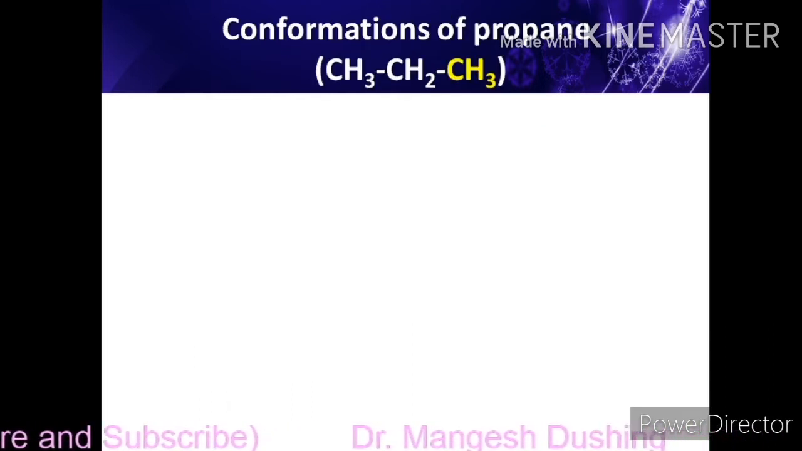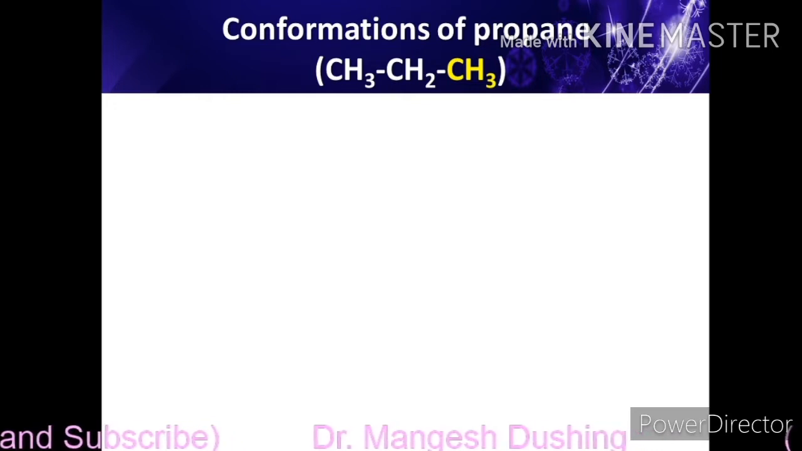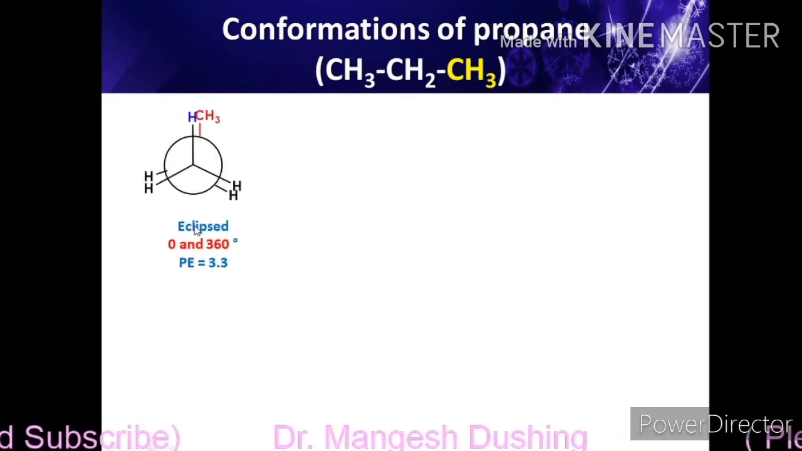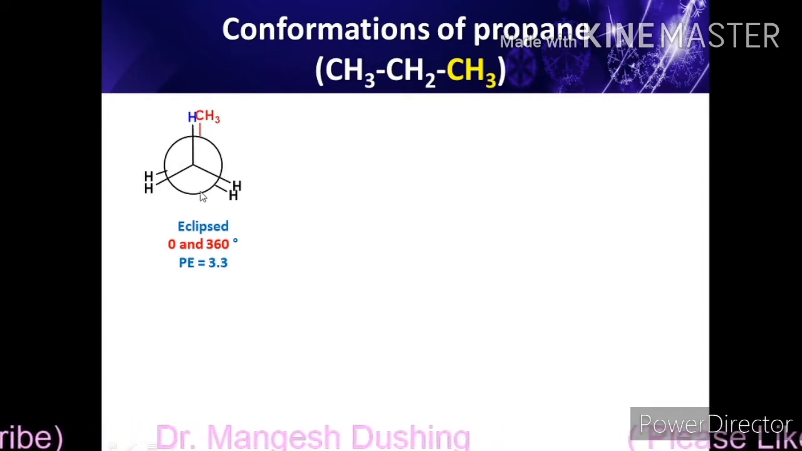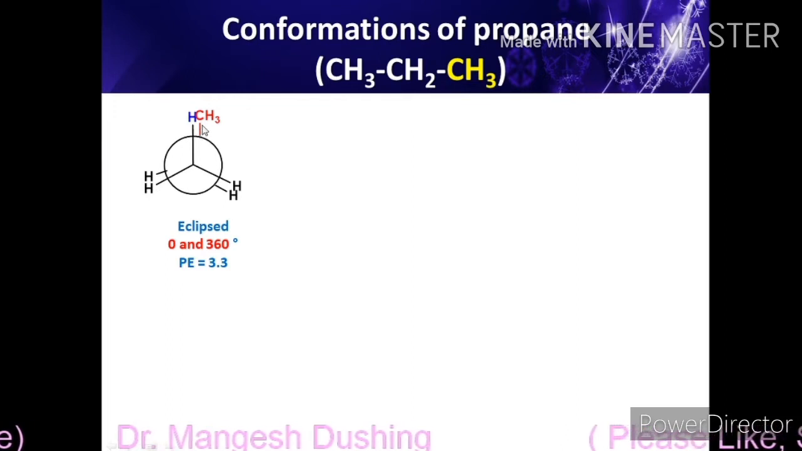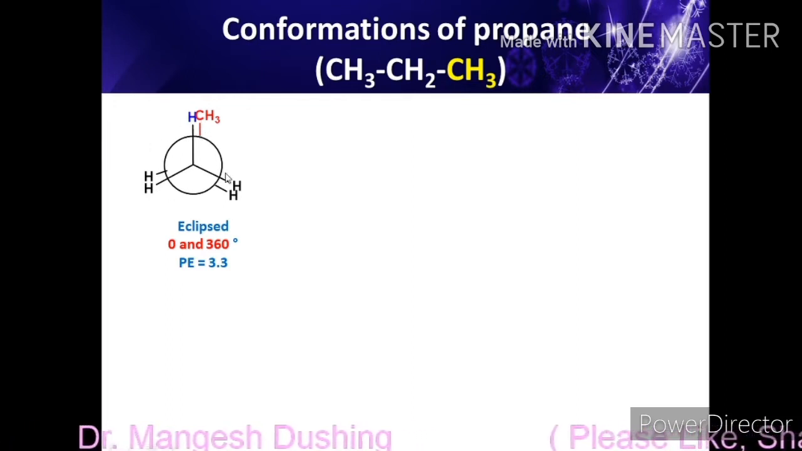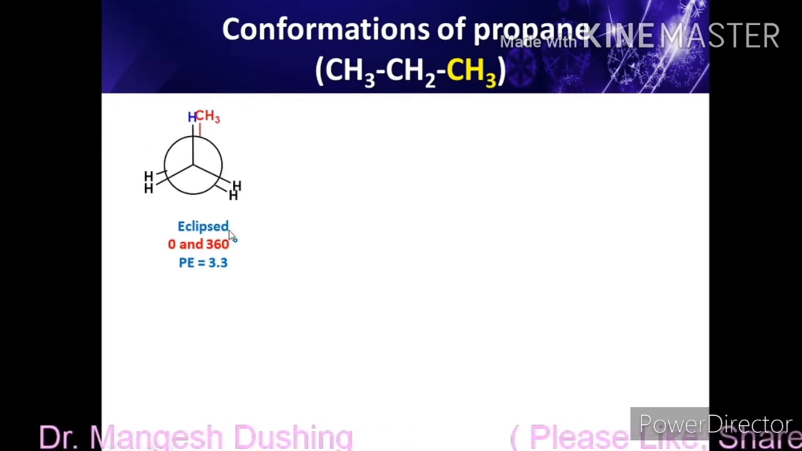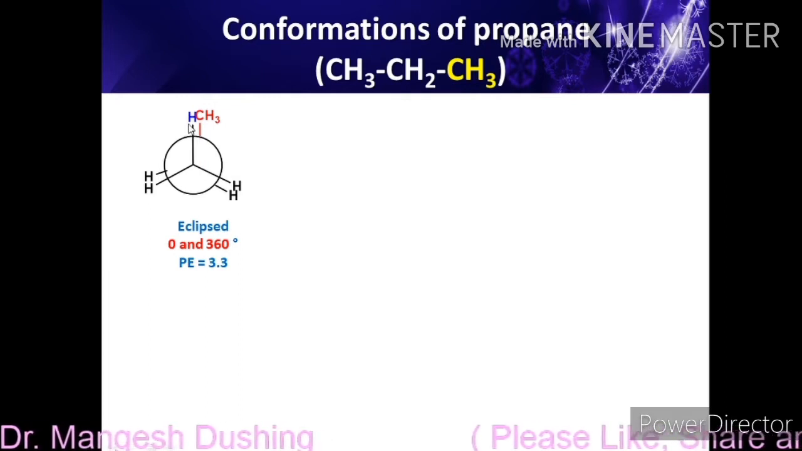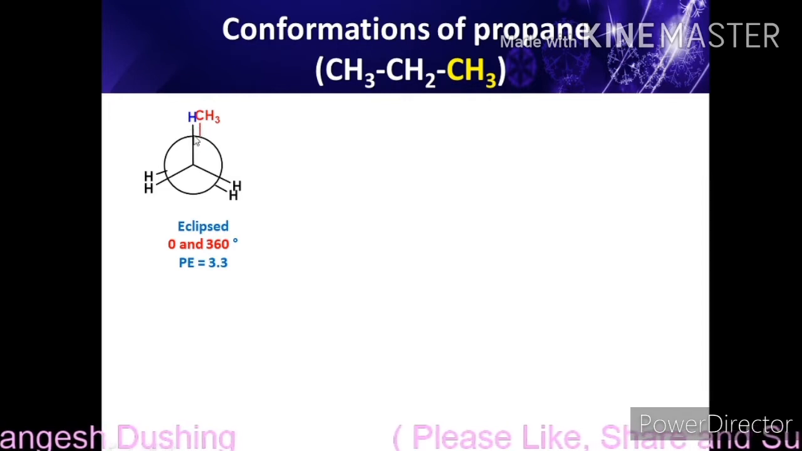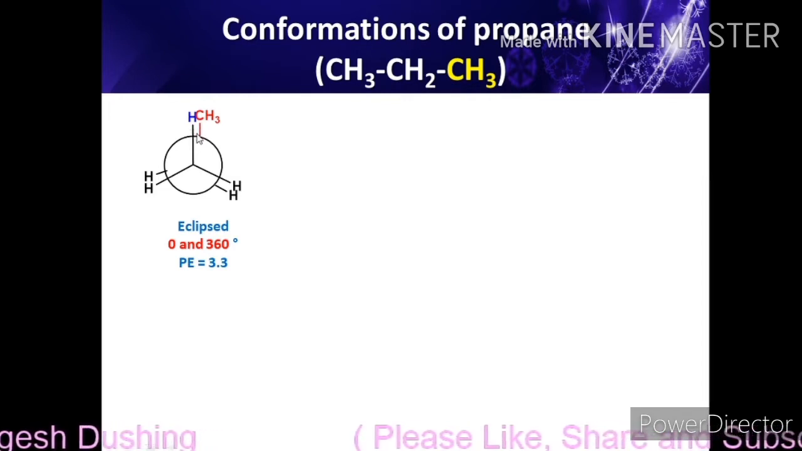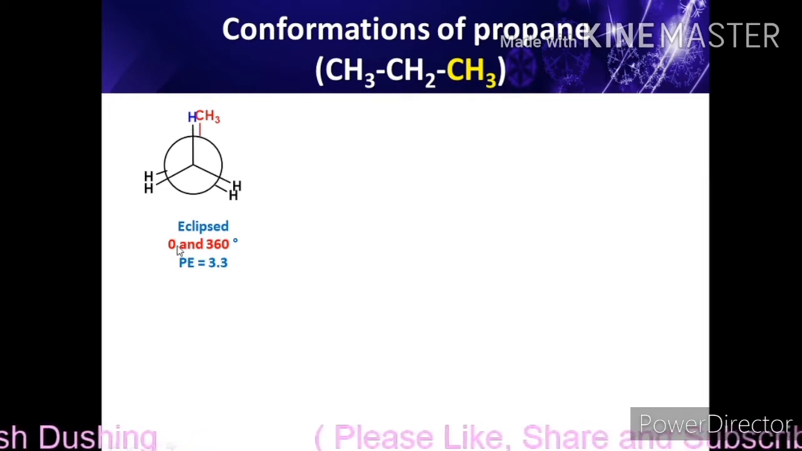Now see the conformations of propane. Now this is the Newman projection formula for propane. In this structure, all bonds are parallel to each other. That's why this conformation is called eclipsed conformation. This is the observational hydrogen atom, and this is the CH3 group. Both are parallel to each other, meaning their dihedral angle is 0.